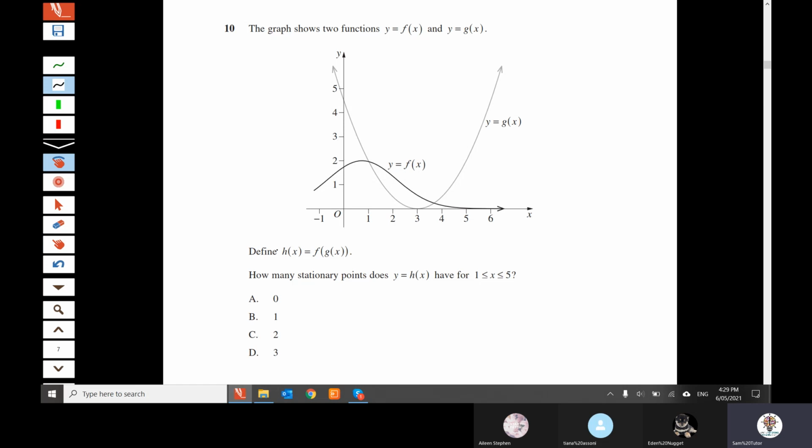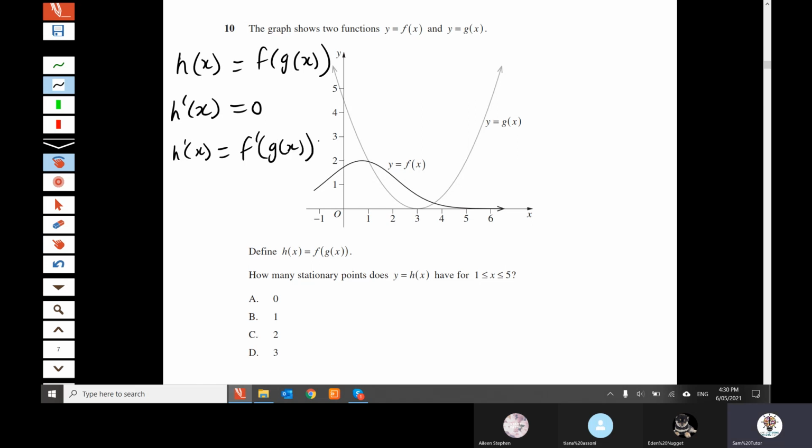Let's have a look. Define h of x as f of g of x. How many stationary points does y equals h of x have? Okay, you got to understand, if it's stationary points, what do we need to do? We need to do h dash of x equal to 0. What is h dash of x? Well, h dash of x would be the derivative of this function times by the derivative of the inside.